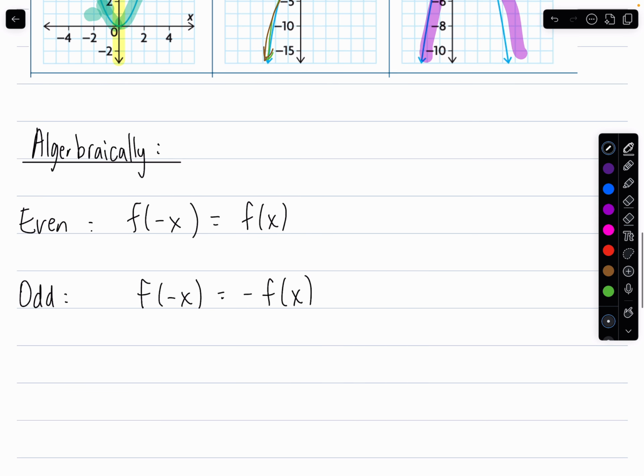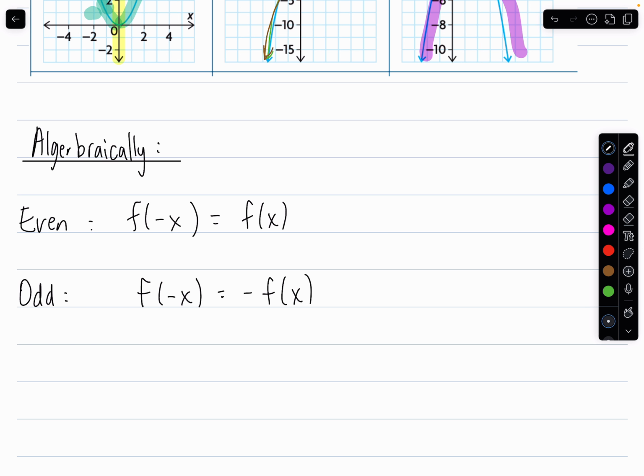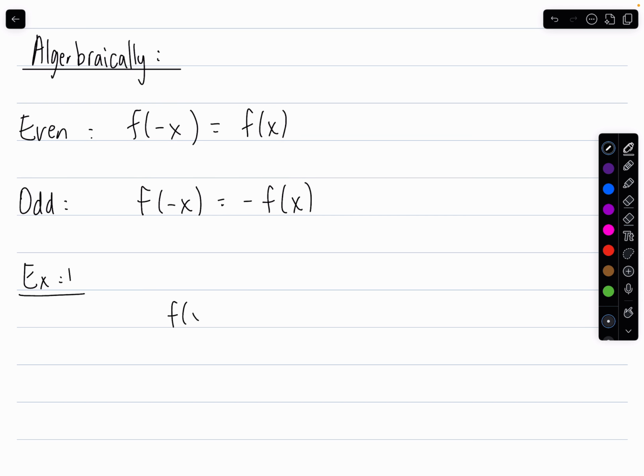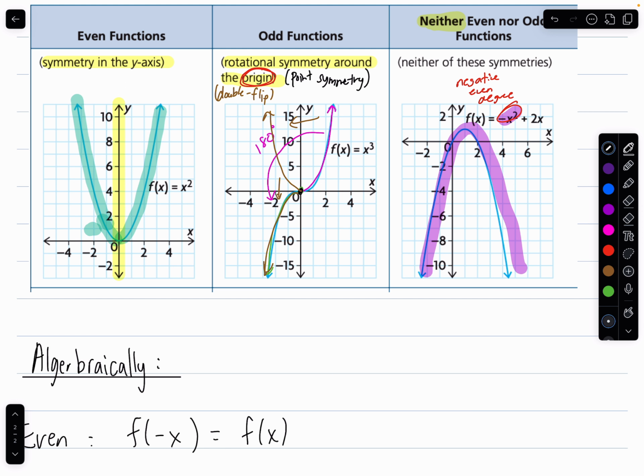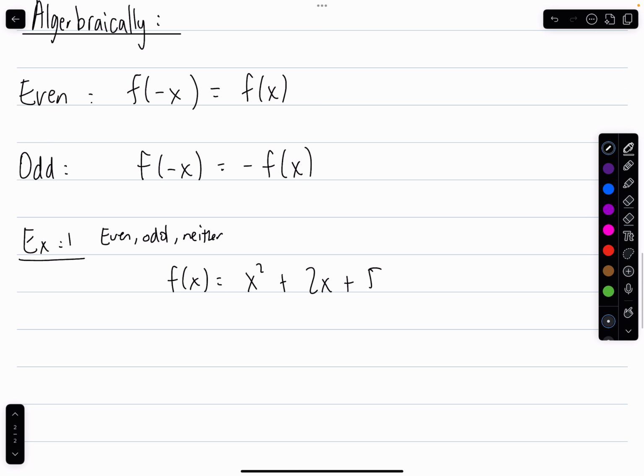So sometimes they may give you an equation and they may say, okay, is this even or odd? So for example, we can do an example right now. They'll give us a function, let's say f of x, and I'm just going to make this really easy: x squared plus 2x plus 5. And they'll say, okay, is this function even, odd, or neither? And you will get this on a test, okay? Sometimes you may have to look at it graphically. They may give you the graphs and then ask you if it's even, odd, or neither. Or sometimes they'll say algebraically, is it even, odd, or neither?